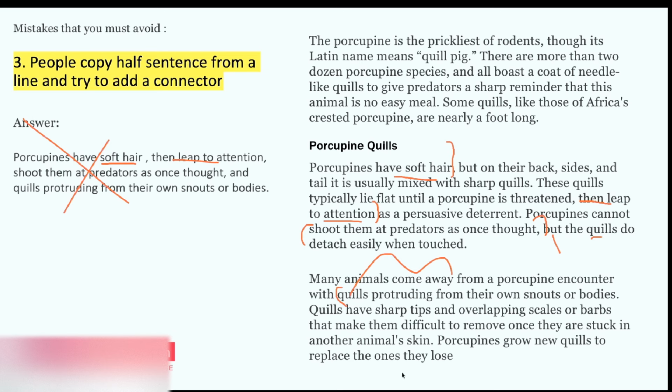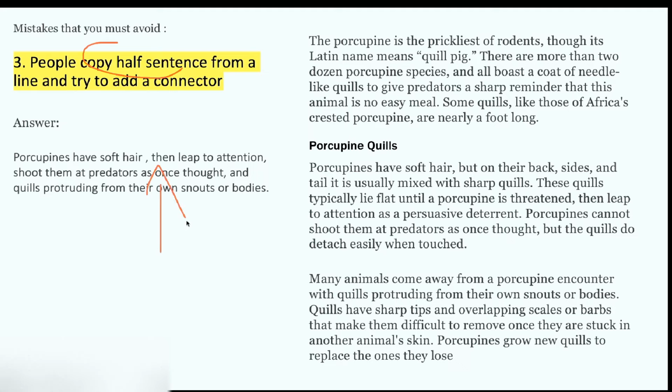You can check with any English teacher, they will tell you. There are many intricacies involved here. You cannot do this, so my suggestion is don't copy half of a sentence and make this huge blunder.